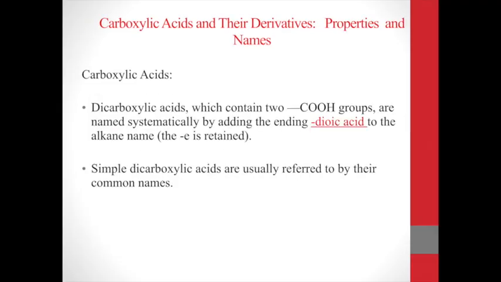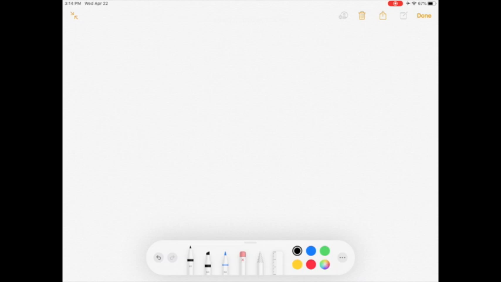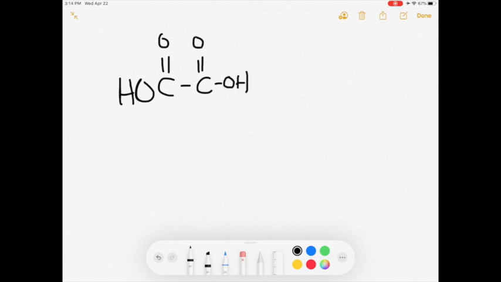A dicarboxylic acid contains two carboxyl groups, and they are named by adding the ending DIOIC acid to the alkane name. Okay, I'll give you an example here. Okay, we have two carboxyl groups.